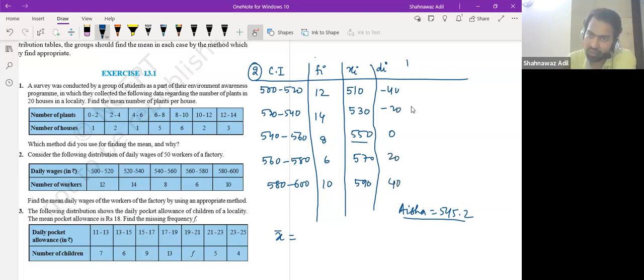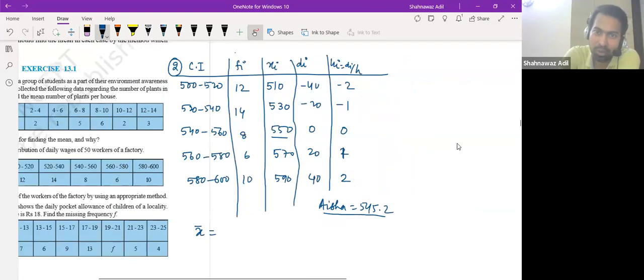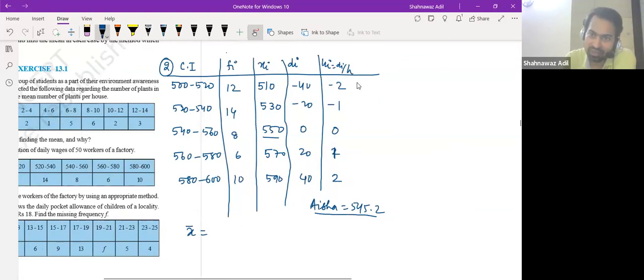And then UI. So UI is DI by H. So minus 40 by 20. So minus 2, minus 1, 0, 1, 2. So then you guys can see how simpler this is using the step deviation method.